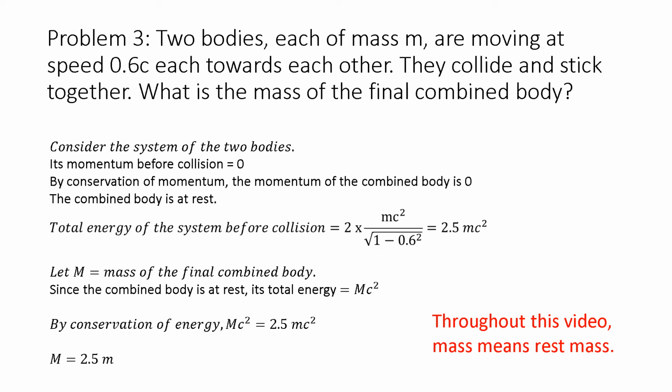So as you can see, the mass of the combined body is not simply equal to the sum of the masses of the two bodies. It is not simply 2m. Here we are getting mass equals 2.5m.